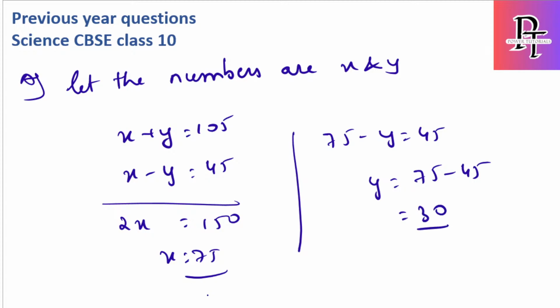So the numbers are 75, 30. Okay, you can just, if you want, but no need to cross verify, because 75 plus 30 is 105, 75 minus 30 is 45. Done. So these are 2 marks questions. So 2 marks questions mostly we can solve using our elimination method. No need to check for substitution as well.